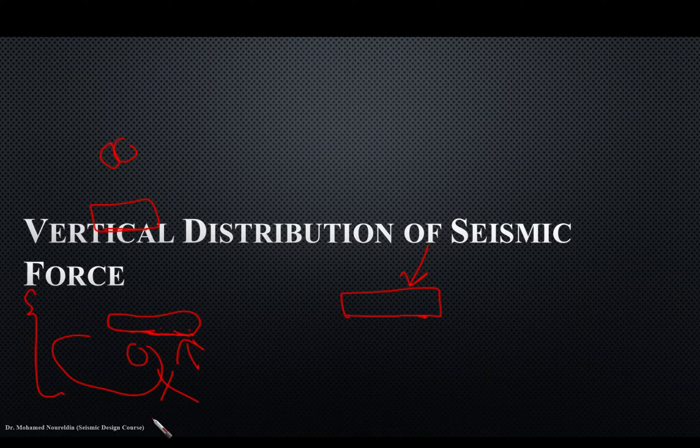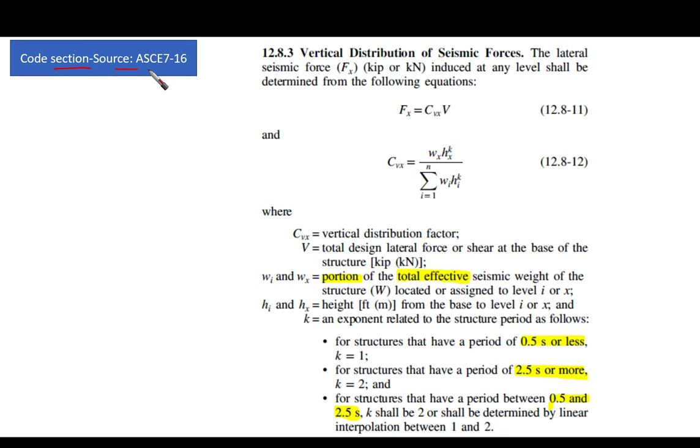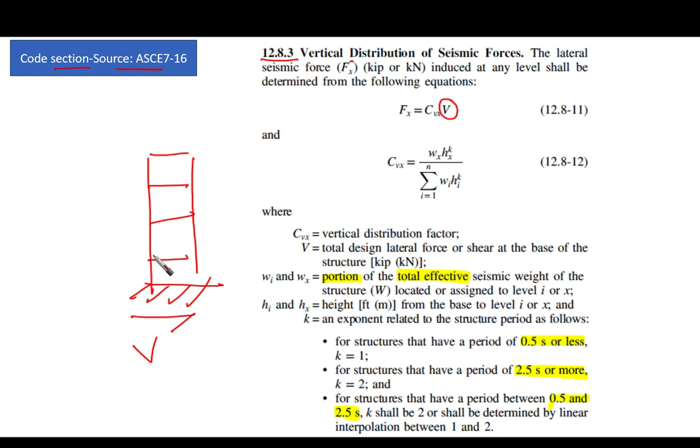Now let's go to the next part, which is related to the vertical distribution of seismic forces. In the code section 12.8.3, vertical distribution of seismic forces, the lateral forces come from the base shear that we have explained in the previous slides. We want to distribute this base shear to the different stories of the structure. So the code gives us a certain formula, which is Cvx times V equals Fx, where Fx is the story force, or story shear. It is a function of a factor multiplied by V, and this factor is given here.